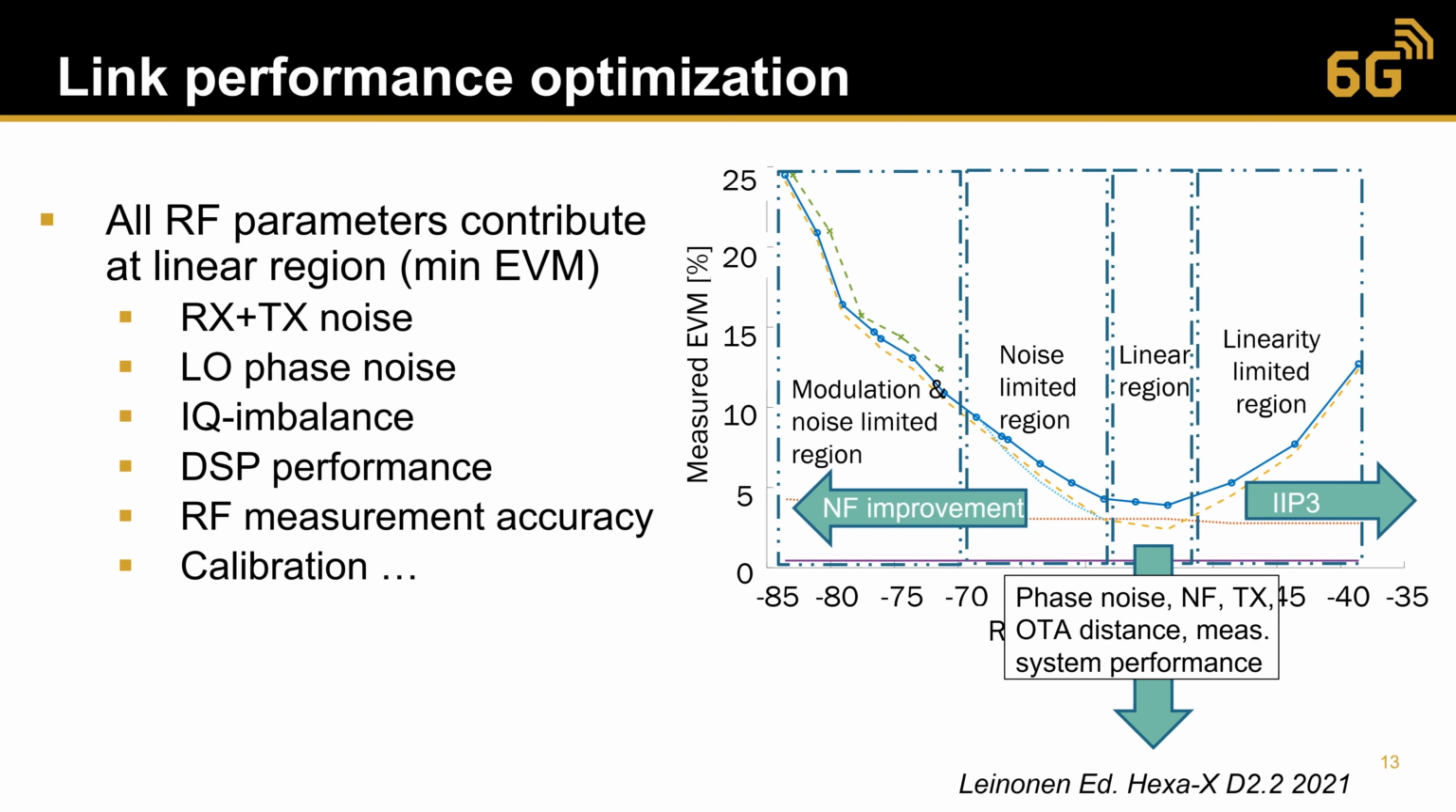Radio link performance optimization is a multidimensional problem where multiple different parameters have their own effect on the radio performance. For nearby operations, linearity of the receiver limits the performance, or how close the link ends can be to each other. On the other side, the noise figure of the receiver limits the range of the link. At the optimal region, multiple radio parameters, for example, transmitter and receiver noise levels and local oscillator phase noise, will limit the best achievable radio performance.